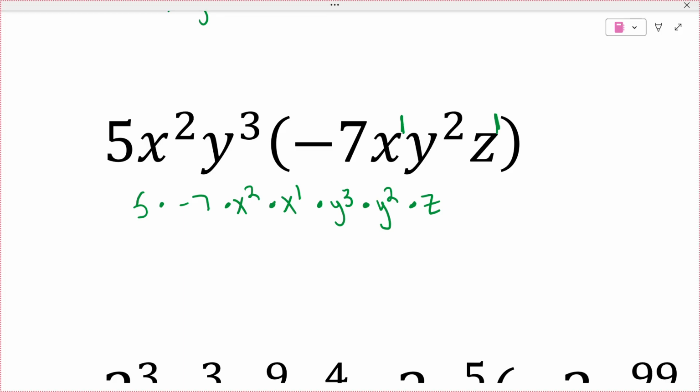Then once you have it organized, then you can start simplifying it. So 5 times -7 is -35. x2 times x1 is x3 because I'm adding the exponents. y3 times y2 is y5. And z1 is just z1. Now we would normally just write z. I'll put z1 just to be cute.